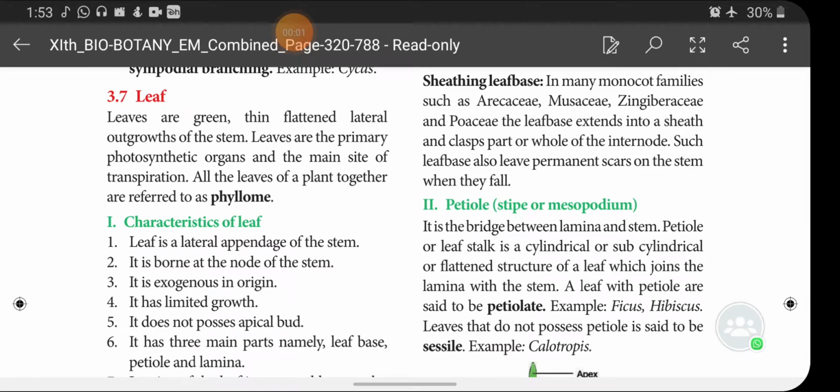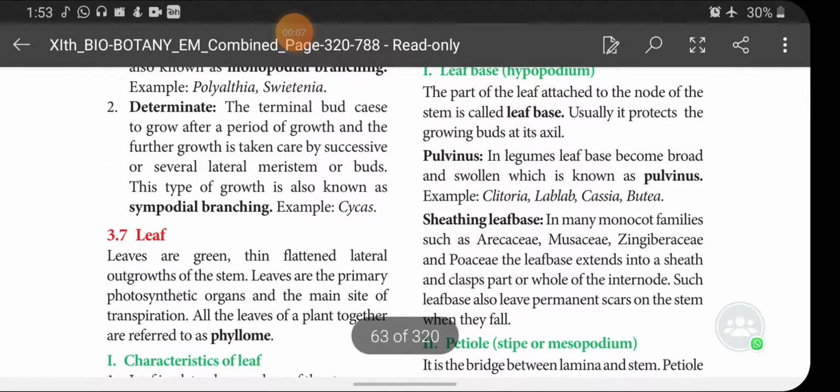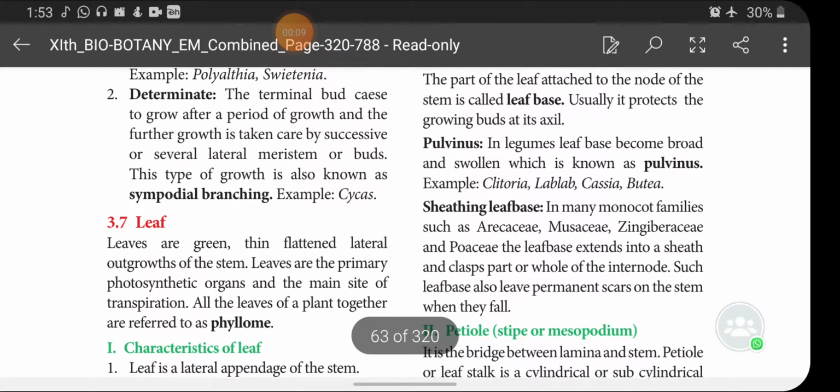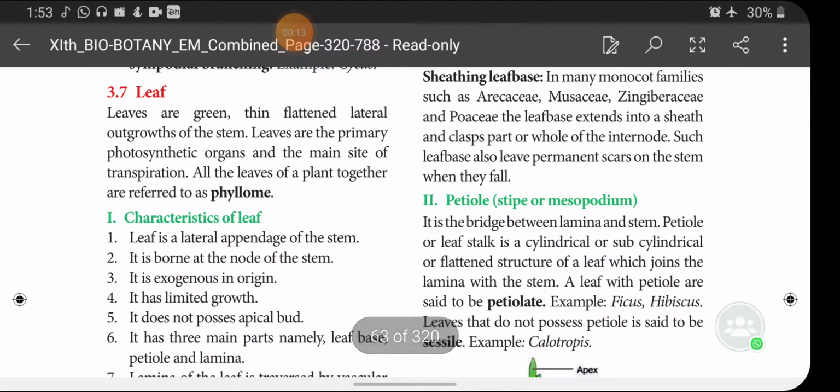Hi children, last class I stopped with determinate and indeterminate growth of stem, and today I am going to start a new topic, leaf. We have completed root and its structure, function, modification, and stem structure, function, modification, all completed. Now we are entering a new topic called leaf.